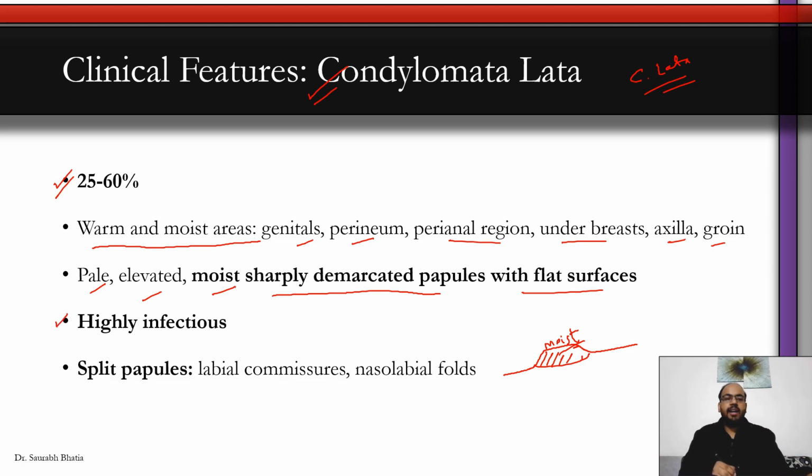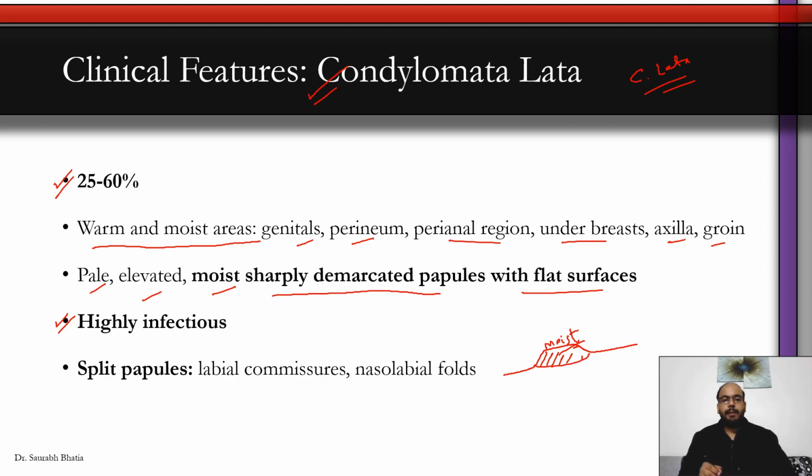C. lata is highly infectious. What do we mean by highly infectious? That means it is teeming with treponemes. So if that comes into contact with another person where the skin is broken, you might have theoretically a transfer of treponemes and infectivity of syphilis. So C. lata lesions or C. lata papules are very infectious.